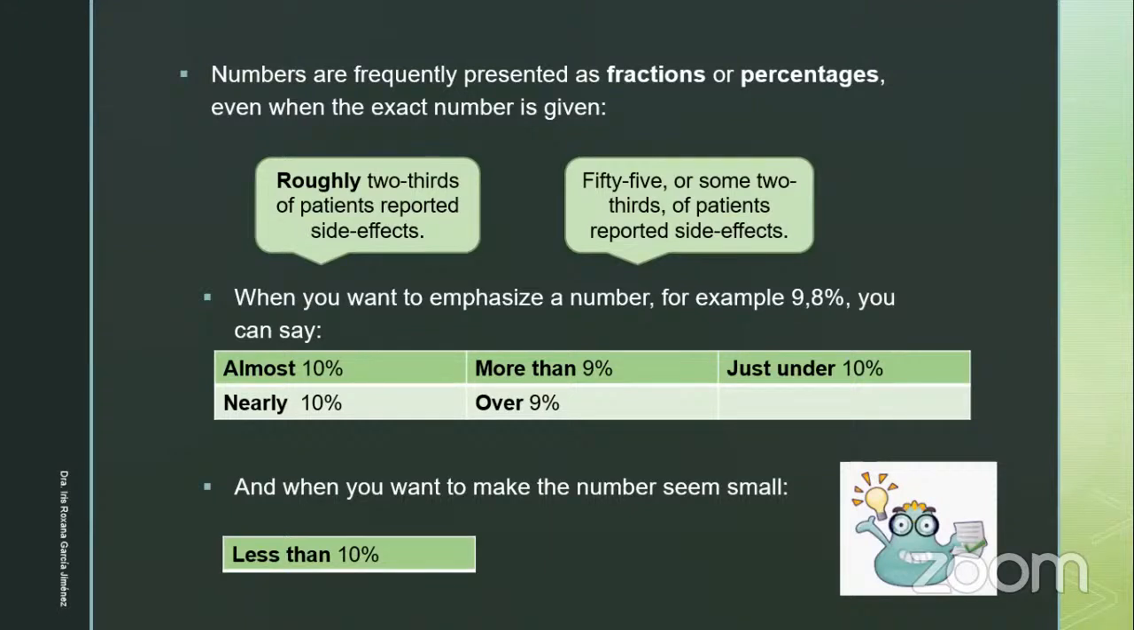But if we want to emphasize a number, for example 9.8%, you can say almost 10%. Almost, it's not 10. It's just on the step to be 10. Nearly, okay. The same, there are synonyms in this context. Or we can say more than 9%, or over 9%, for example, right? Or we can go to the other side, just under 10, and then we continue with our idea.